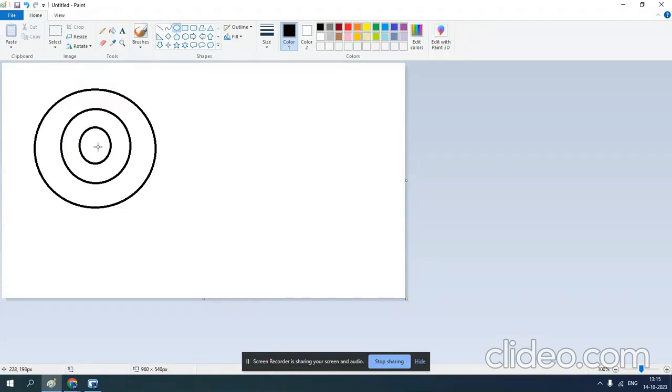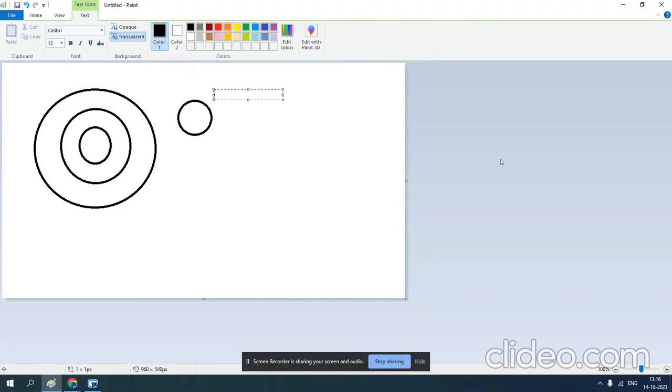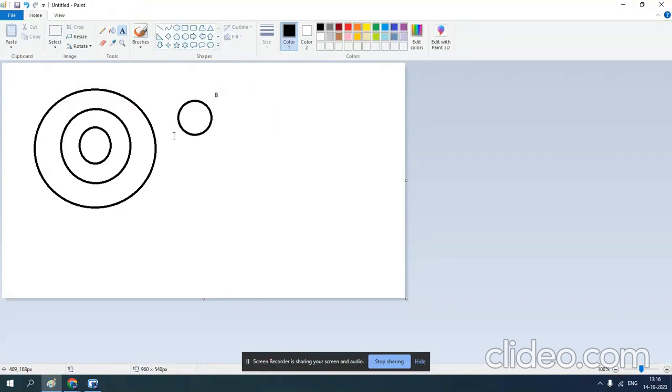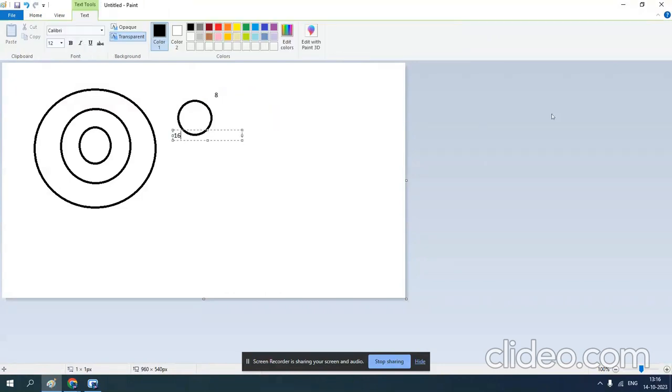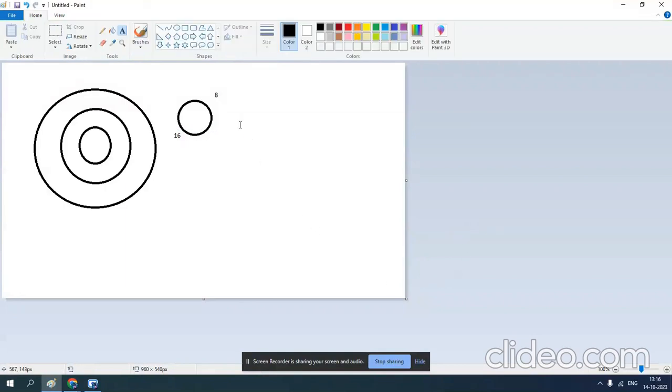The innermost one is the nucleus, then the first shell, the second shell. To find an electronic configuration, I'm going to show you how to do that. Now we're going to get the question. So the question is, here's the 8, and we want to find the electronic configuration of this oxygen, 8 and 16.